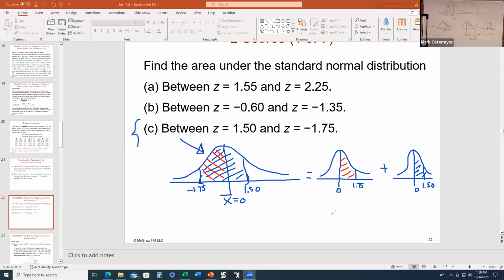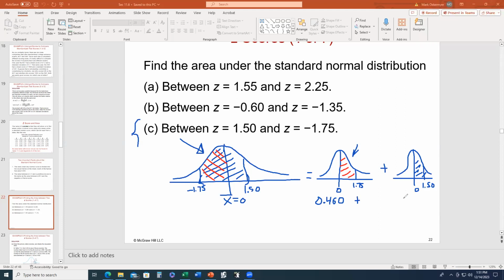Okay. Did anybody find the area from 0 to 1.75 using the table in Appendix A? Anybody? What's this area right here, this red area here? What's that area? 0.460. 0.460. Can anybody confirm that? Do we have a confirmation on that number? That's what I got. Okay, now, using that same table, did you find the area from 0 to 1.50?